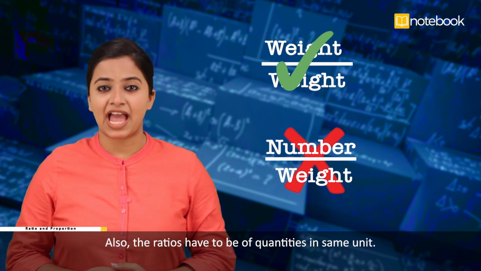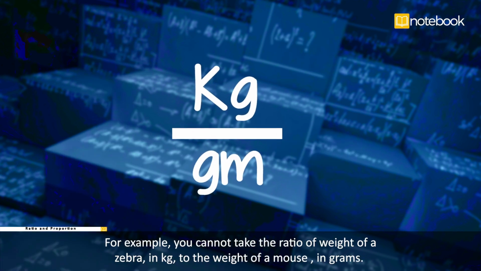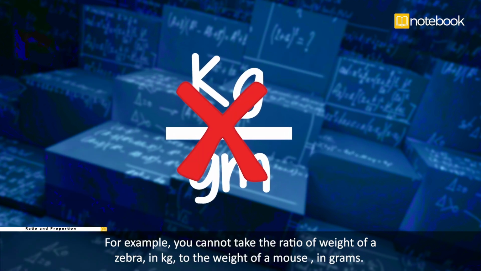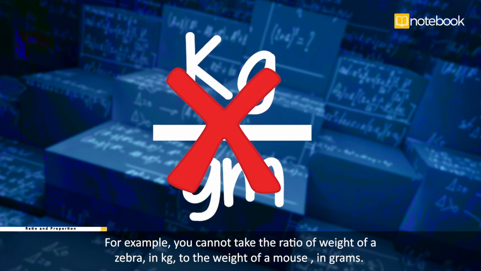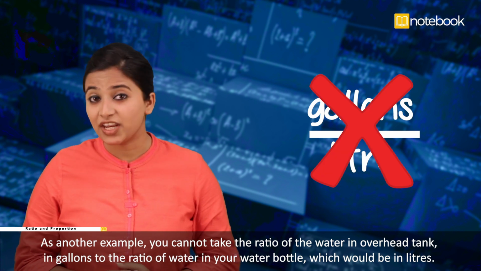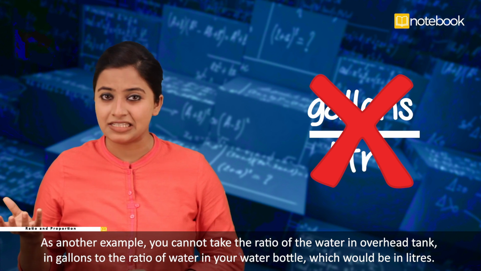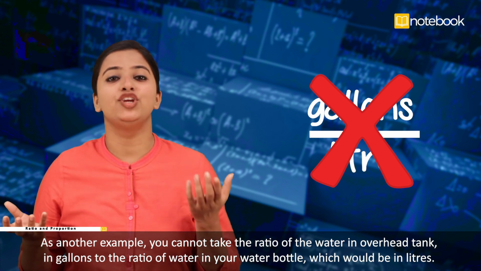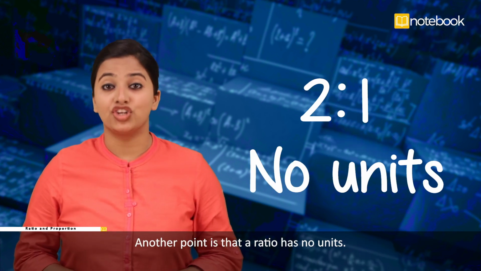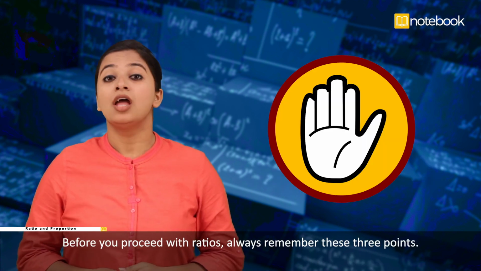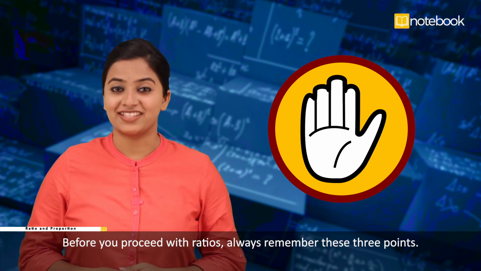Also, the ratios have to be of quantities in the same units. For example, you cannot take the ratio of the weight of a zebra in kg to the weight of a mouse in grams. As another example, you cannot take the ratio of the water in an overhead tank in gallons to the water in your water bottle, which would be in liters. Another point is that a ratio has no units. Before you proceed with ratios, always remember these 3 points.